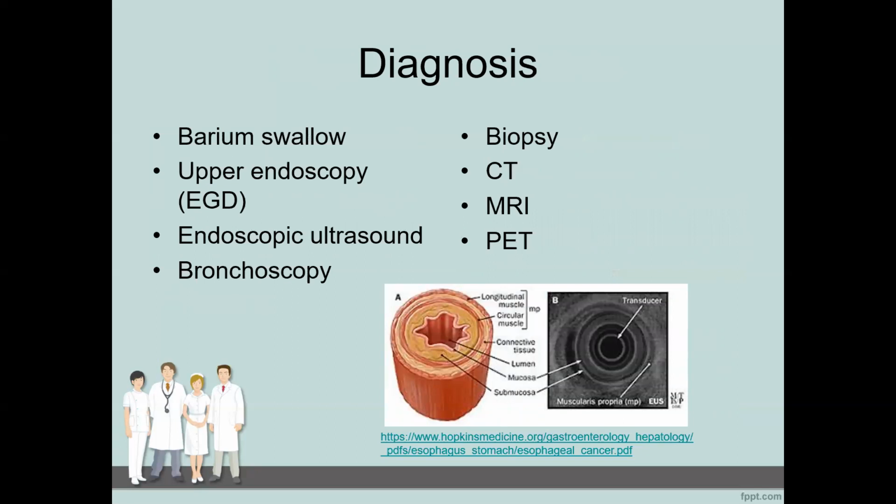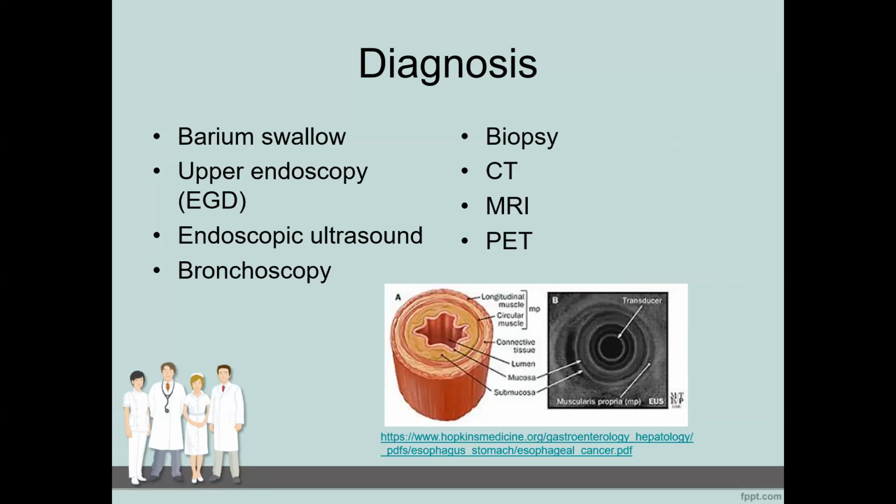Diagnostic tests for esophageal cancer may include a barium swallow, where the patient swallows a liquid that coats the esophagus, and x-rays are then taken to determine any abnormal looking areas or blockage of the esophagus. An upper endoscopy, also called EGD, uses a flexible tube with a light and camera to look at the lining of the esophagus. If an abnormal area is identified, then a biopsy will be performed.